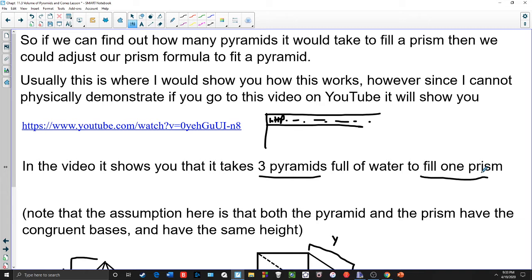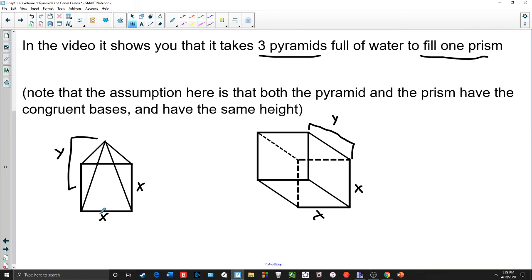So you have 2 triangular shapes. You have a triangular pyramid of like 3 by 4 and a height of 5. You have a triangular prism, 3 by 4 and a height of 5. 3 pyramids to fill that one prism. Same for rectangles, squares, circles, everything. And again, the assumption is that the base shapes have to be the same.